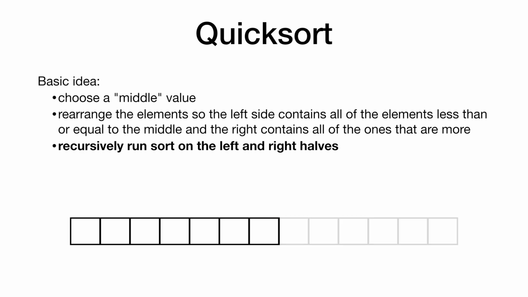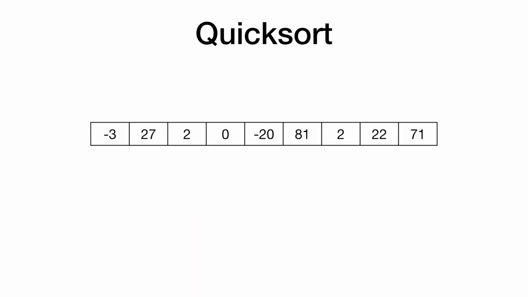So now we have some new input. It's this thing here in black. We're going to ignore the part in gray for now. And again, we're going to find a middle. We can assign what side things are on and move them around.